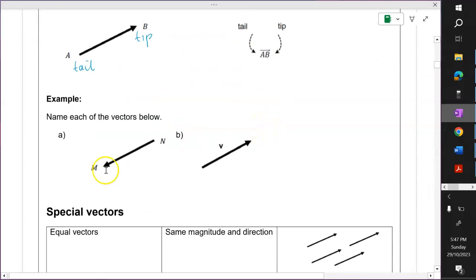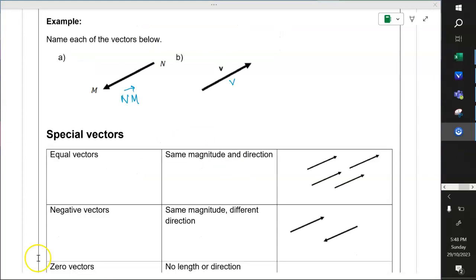Okay, so let's have a look at these vectors down below. In this case, we're going to read the first vector NM. I'm going to write it like that, okay? The second vector, we're just going to call v, because we don't have any other details about that vector. Sometimes when we write our vectors v, we might pop a little hat above it. We might pop a little line below it as well. So they're different variations that we could call that vector.